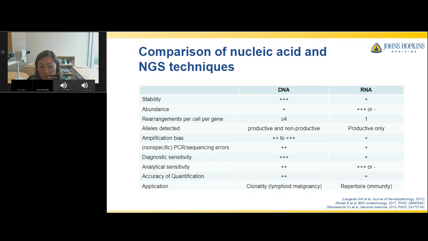So considering all of these things, the field has really become divided in two. The DNA-based approach has been, more or less, adopted for clonality determination for lymphoid malignancies, both for diagnosis and for monitoring, whereas the RNA approach, as you can imagine, because you only want to see productive alleles, has been adopted by the immunology community to look at repertoires. So those are the major differences in the two nucleic acid analytes. And for the remainder of this talk, I will focus on DNA-based approaches.